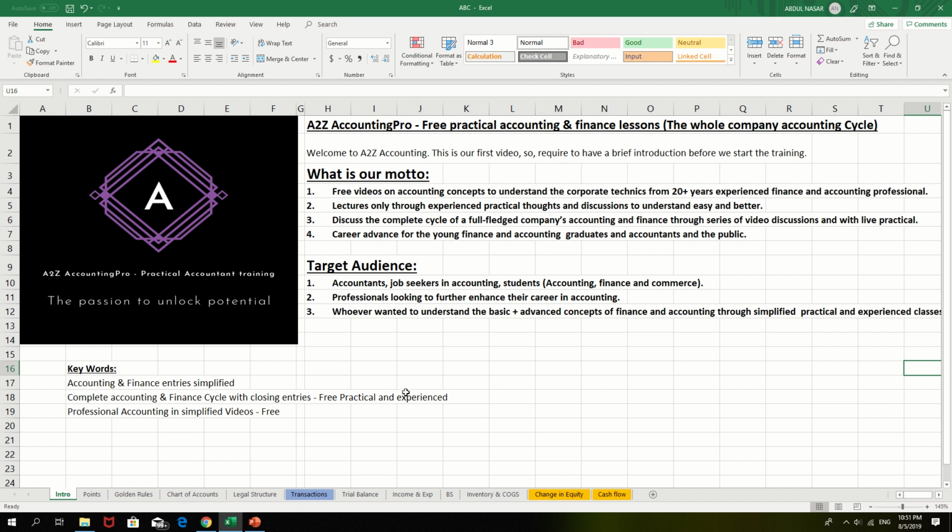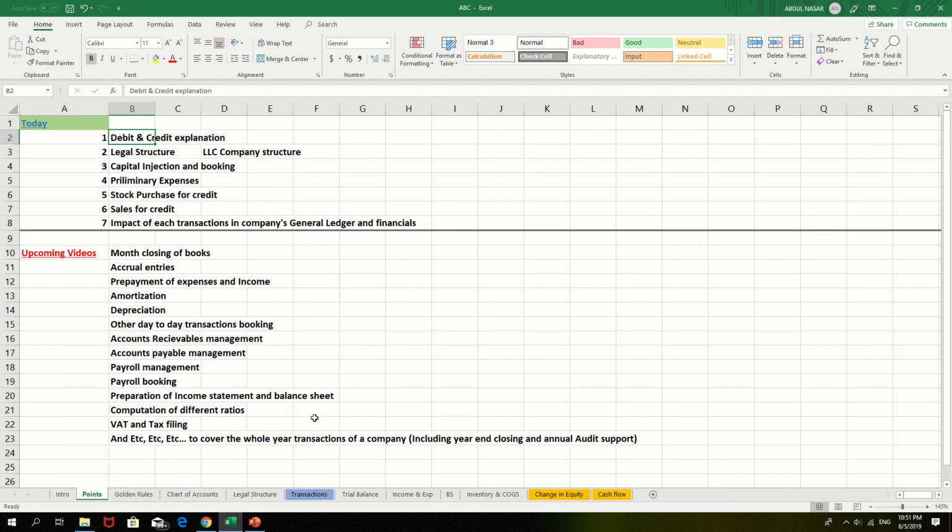Okay, now today's points, these are the 7 points we are going to discuss: debit and credit explanation, legal structure of an LLC company, capital injection of an LLC company, preliminary expenses and how we are going to treat them, stock purchase for credit and sales for credit, and also the impact of all those transactions on the company's financials.